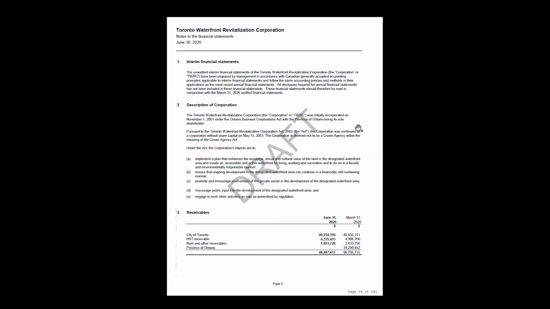Okay, anything else on the financial statements? Trying to continue to move us along.